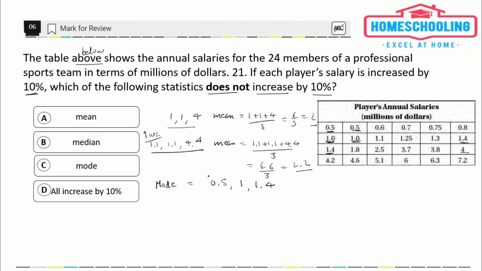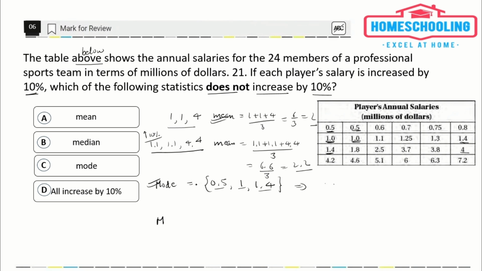So if we increase the mode by 10%, then it is going to be what? If we increase these numbers by 10%, then the final mode would also be increased by 10%. So mean and mode both increased by 10%. Now we have to find the median.